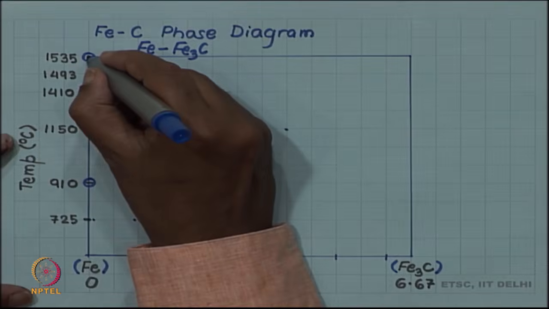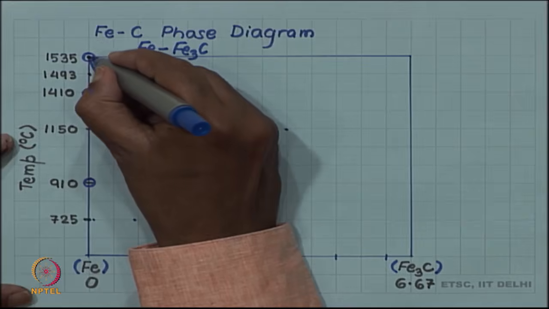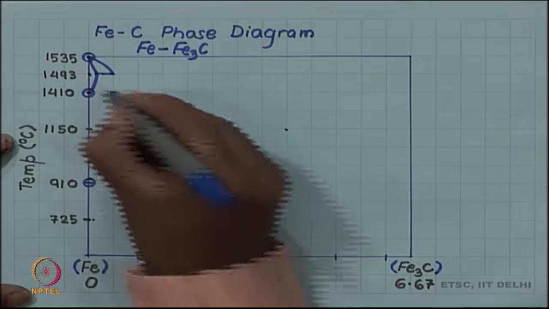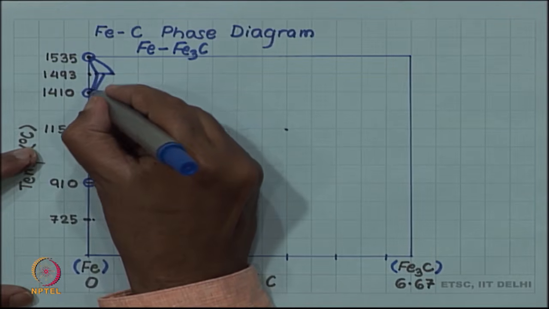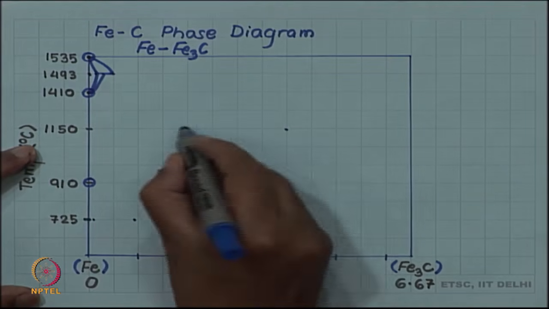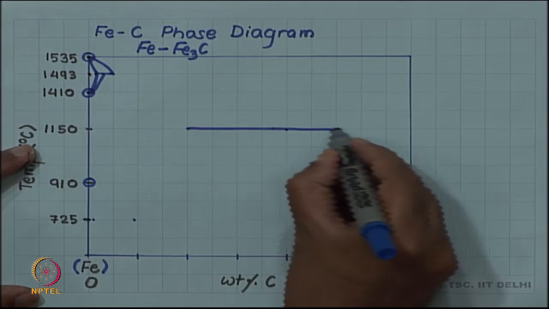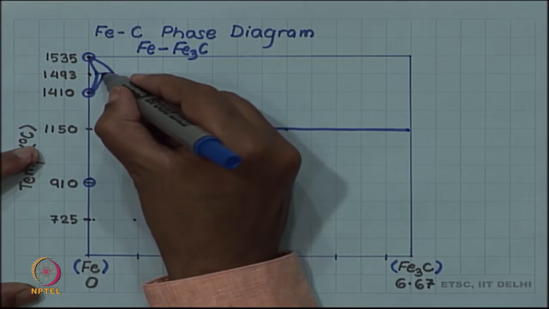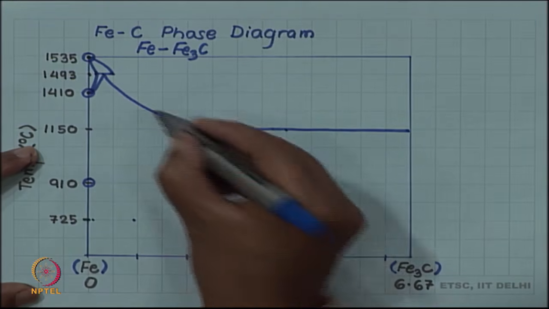So, let me first complete this invariant reaction. So, there is a phase boundary like this, then it connects with 1410. The another invariant reaction runs here, and there are phase boundaries connecting these two invariant reactions.